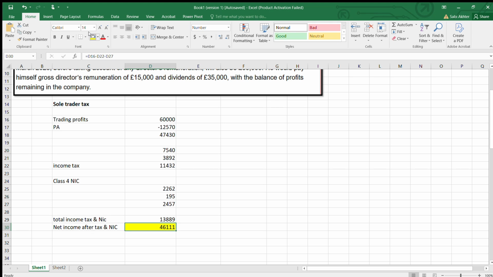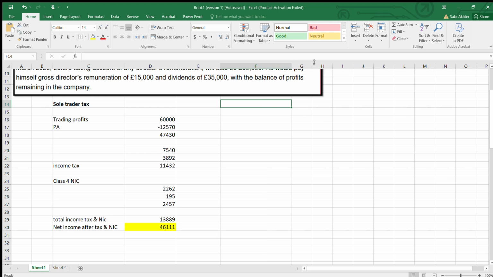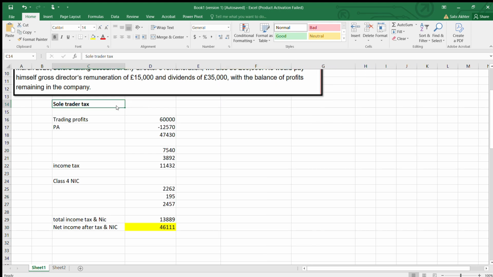Now we will calculate tax liability as a limited company. So now, limited company. Now when it's a limited company, you have to calculate what? One is the corporation tax for the company, the other one is Aragon's. So Aragon's income tax you have to calculate.